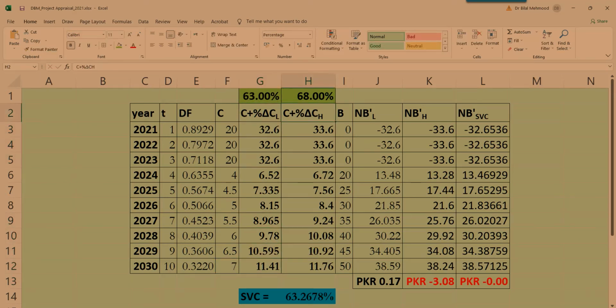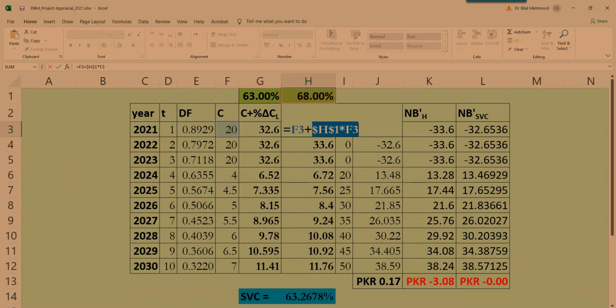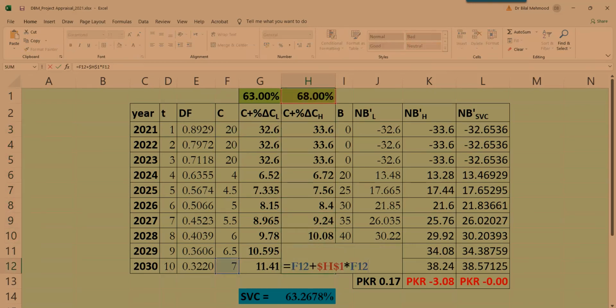So this is the higher increase because we kept it 5% away from the lower value, and here the original cost is in F3, and this percentage of F3 getting added will give us this value, and we can verify this from here. F12 plus H1 into F12, it means that we are adding 68% of the original costs to the original cost. This will give us a certain value which will be 11.76.